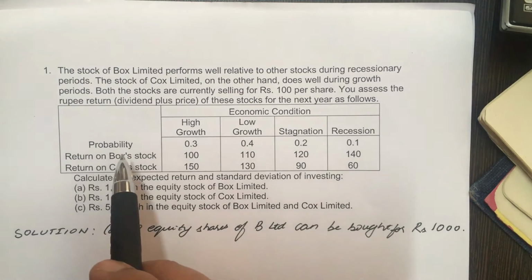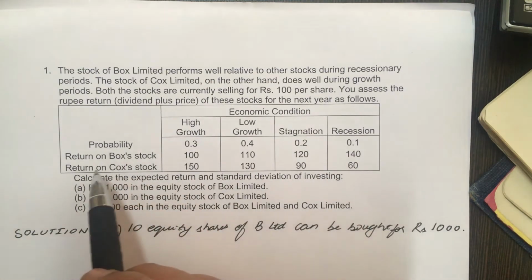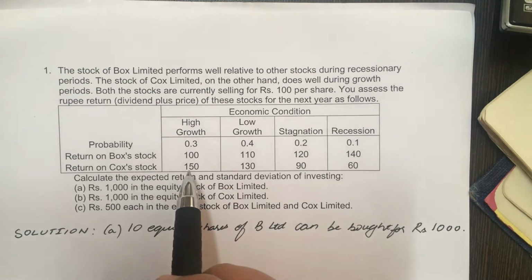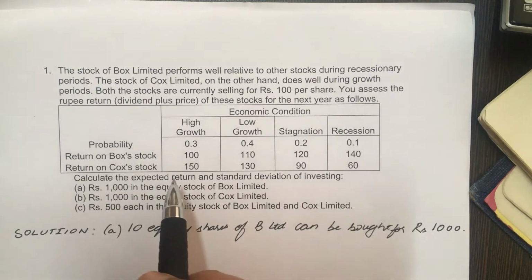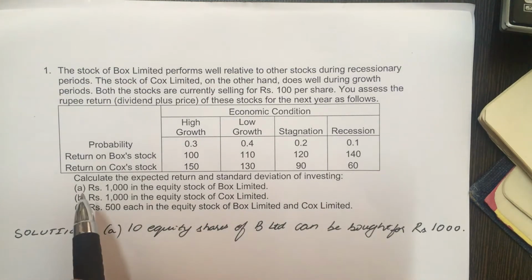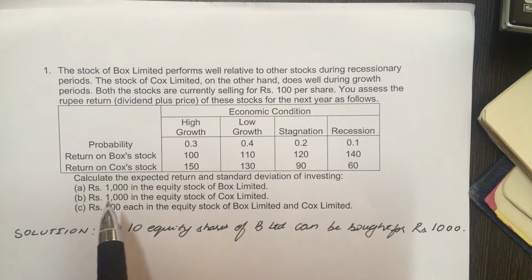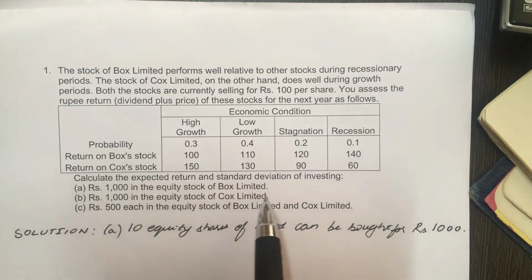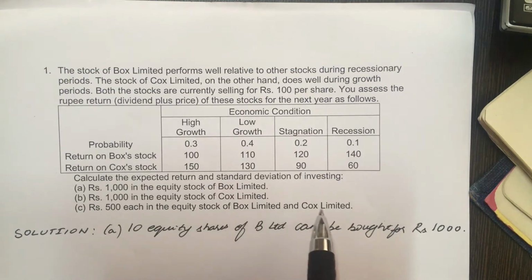And then the return on Box stock is given: 100, 110, 120, 140. And the return on Cox stock is also given: 150, 130, 90, and 60. Now, we're supposed to calculate the expected return and standard deviation of investing: A, 1000 rupees in the equity stock of Box Limited; B, 1000 in the equity stock of Cox Limited; and C, rupees 500 each in the equity stock of Box Limited and Cox Limited.